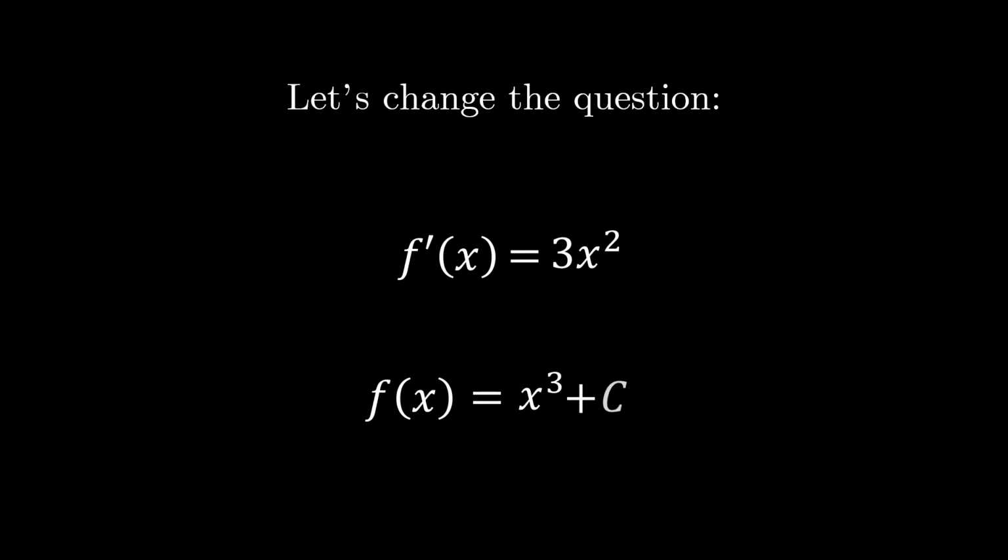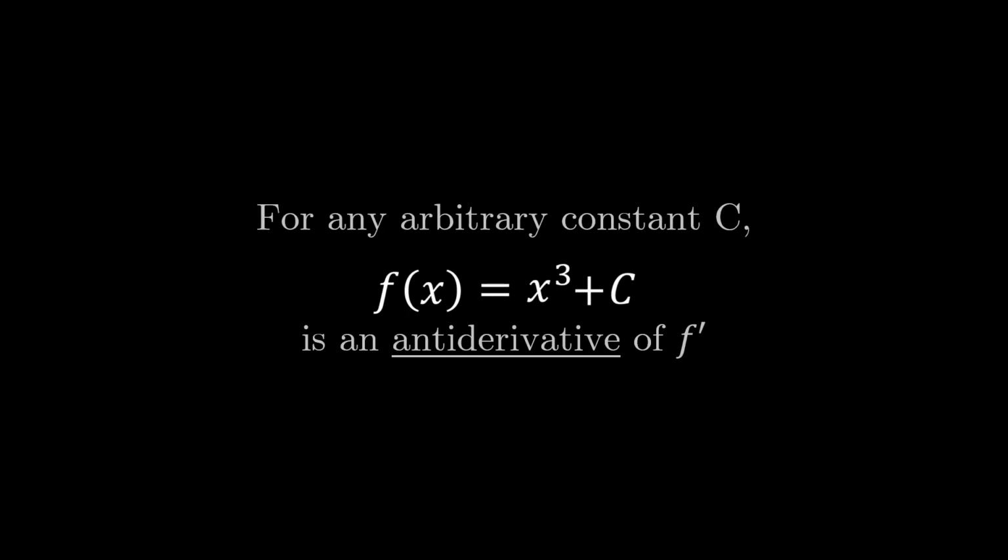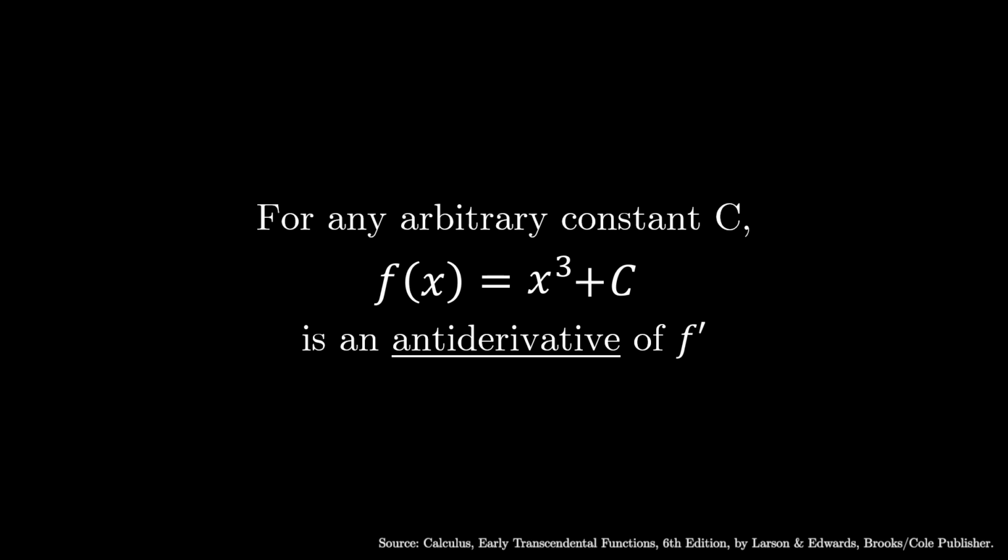We would then rewrite this constant as c, so now we know for a fact that x cubed plus any constant c is the general solution. Formally, we would define it in this way. For any arbitrary constant c, the function f of x equals x cubed plus c is an antiderivative of f prime.